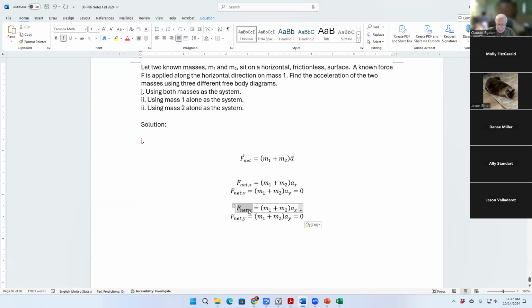This net force along the x direction is going to be that force F. Okay. I'm going to put it here. This net force along the y direction is going to be the normal minus the weight. Normal of 1 plus normal of 2, right? Like I drew there.